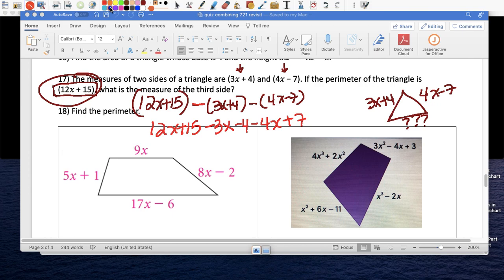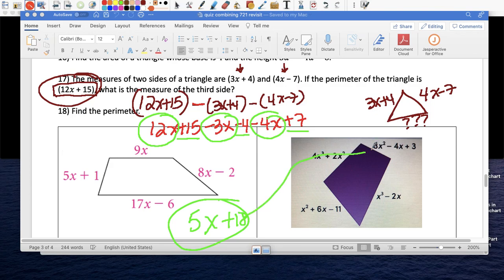So combine like terms, the 12x here I can combine with a minus 3x and the minus 4x, and that's going to give us 12 minus 3 is 9, 9 minus 4 is going to give us 5x. Then we have a 15 minus 4 plus 7. 15 minus 4 is 11. 11 plus 7 is 18. So positive 18. So this missing side here is 5x plus 18. If you don't trust me, add 5x plus 18 plus this. You should get 12x plus 15. You should.